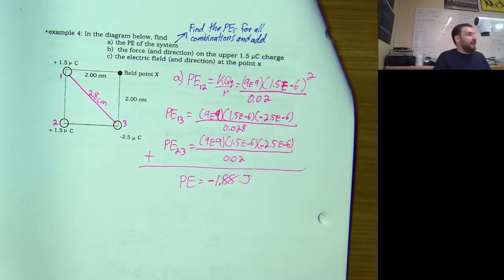Those of you who are working on it, when I stop to give you time to work on it, I would encourage you to do it, not just sit and wait for your peers to do it. The potential energy you should find is this, unless I screwed up my math. Negative 1.88 joules.